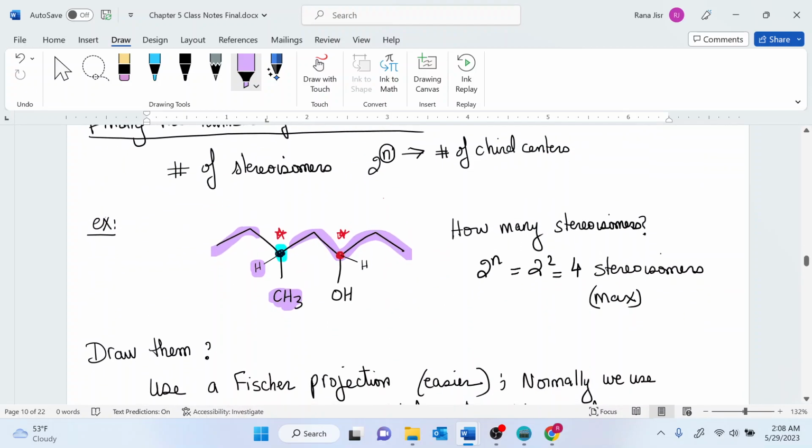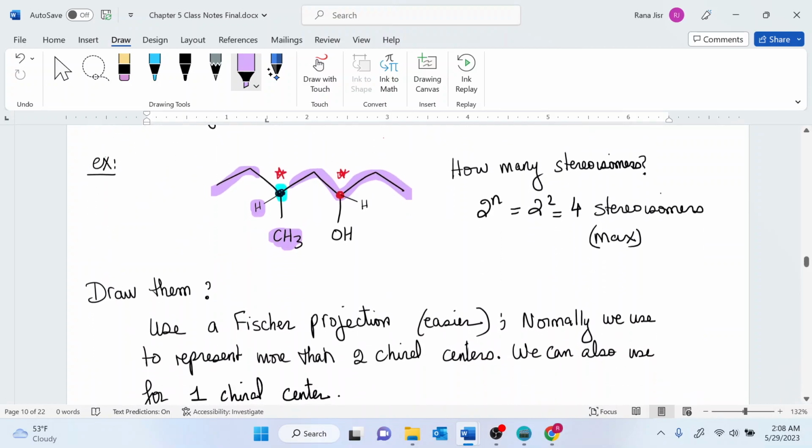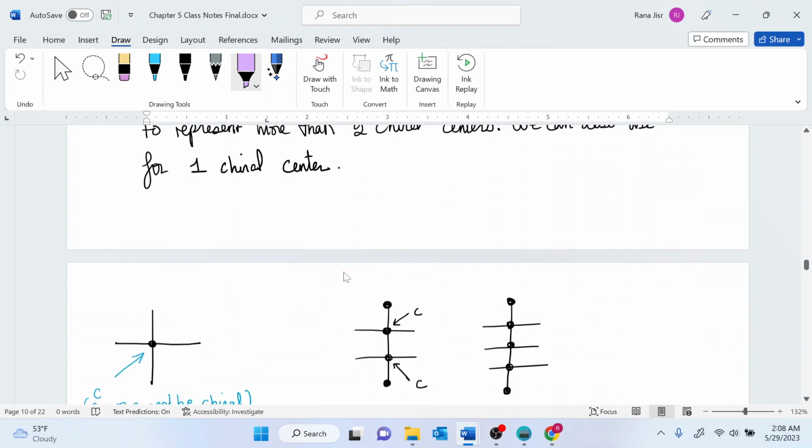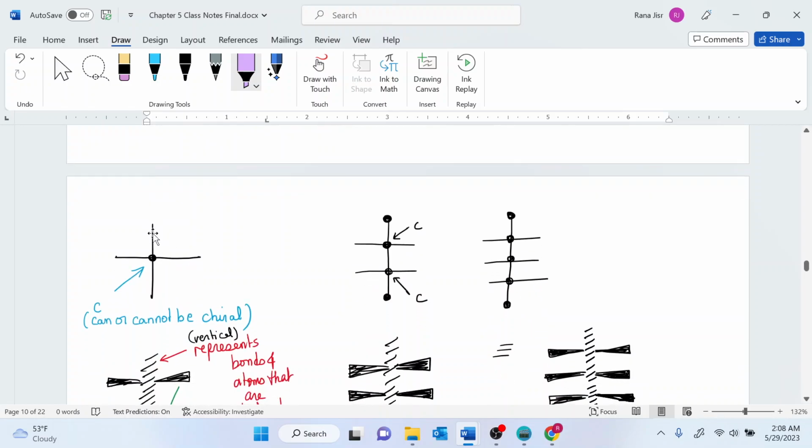In order to represent those stereoisomers, we use the Fischer projection method. A Fischer projection is a method that you use in order to draw structures that have more than one chiral center. You can draw Fischer projections using one chiral center, two chiral centers, up to X chiral centers. A Fischer projection is represented by a vertical line and a horizontal line when they meet at a carbon.